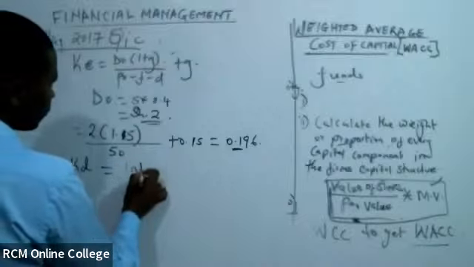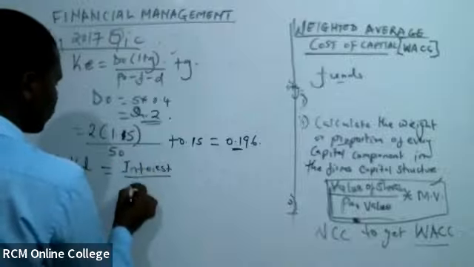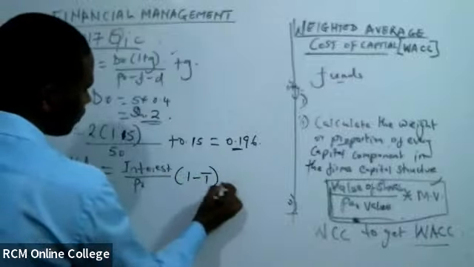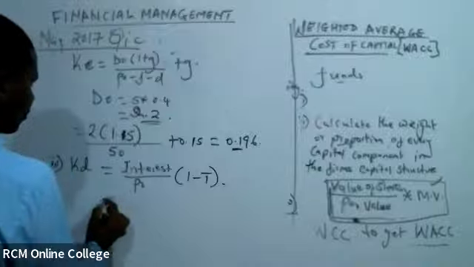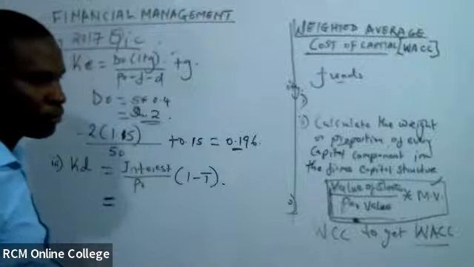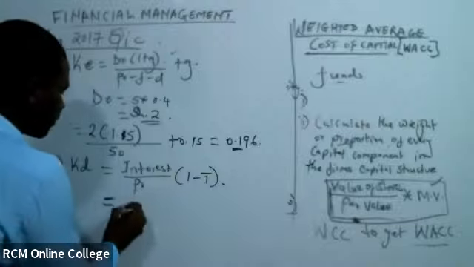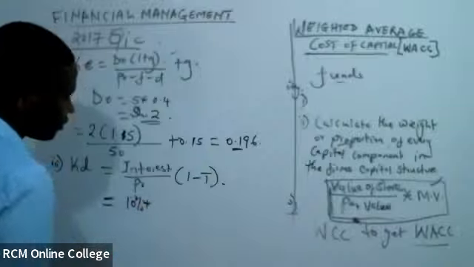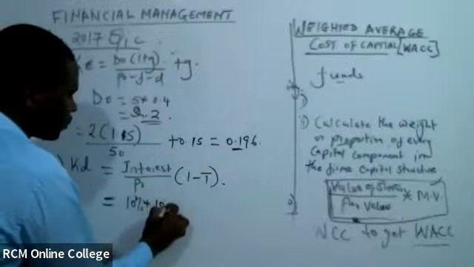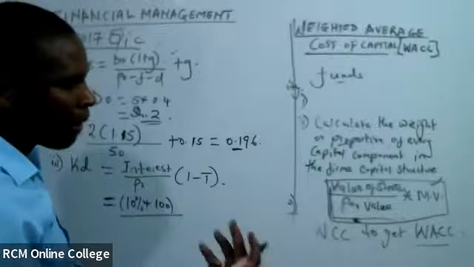And what we do is apply the formula: interest over P0, which is the market price, then you adjust for tax, T for tax. So how do we get the interest? What is the rate of this debt? The rate is 10%. And the par value, remember, we get interest by taking the rate times the par value, which is 100, divided by the market price.